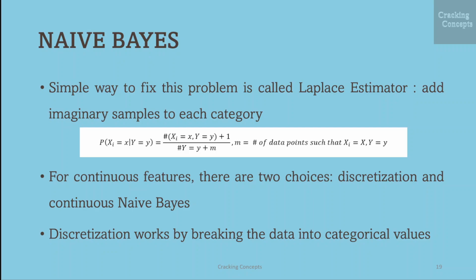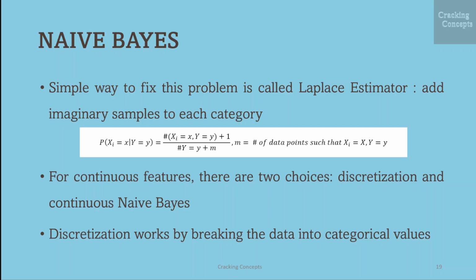Now, one way to fix this problem is by the Laplace estimator, that is by adding imaginary samples, usually 1, to each category. So, p of xi equal to x given y equal to y will be number of xi equal to x, y equal to y plus 1 by number of y equal to y plus m. So, here m will be the number of data points such that xi equal to x and y equal to y. Now, for continuous features, there are two choices, discretization and continuous naive Bayes.